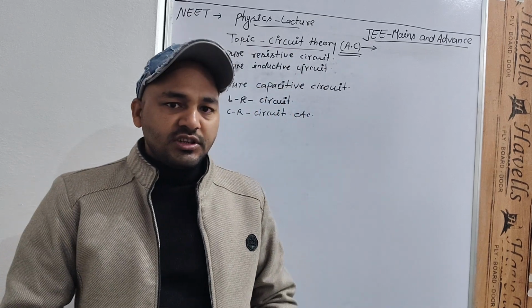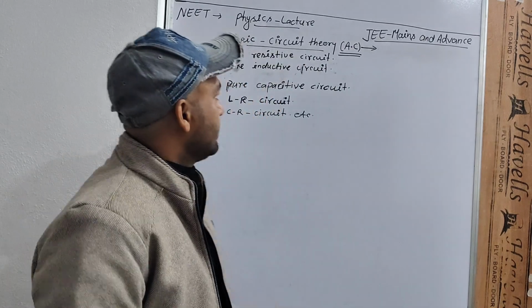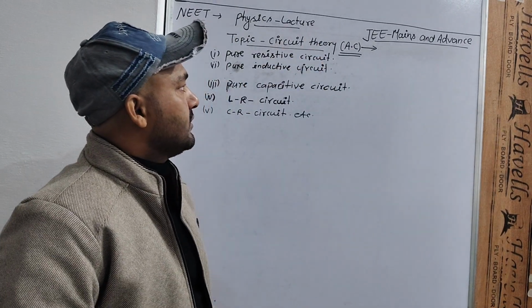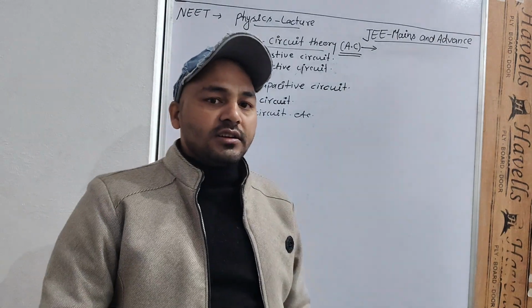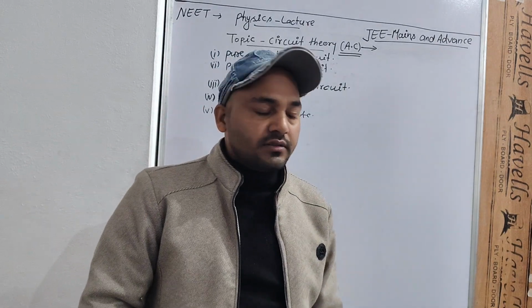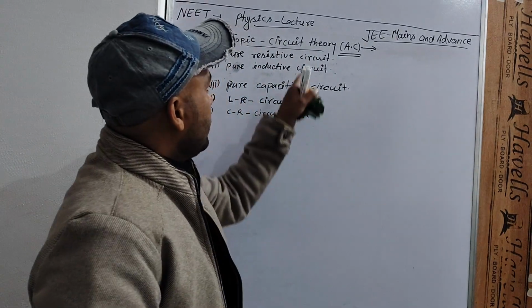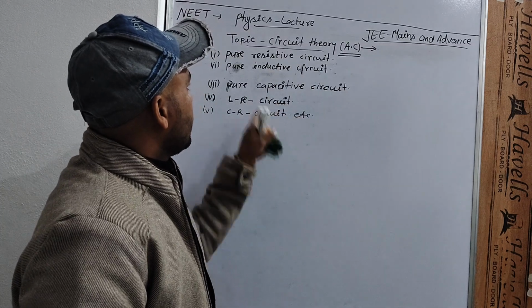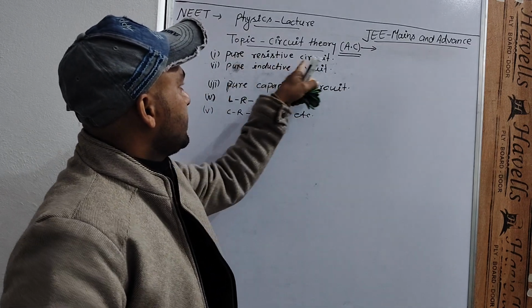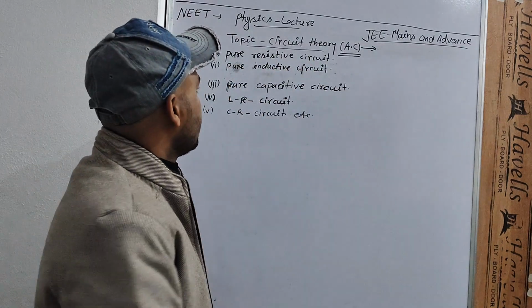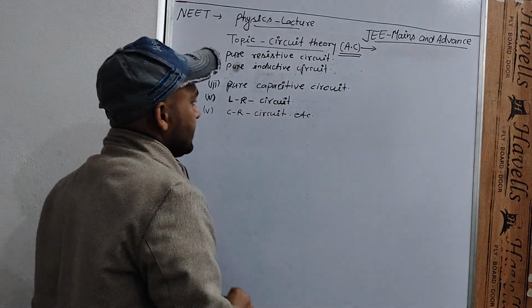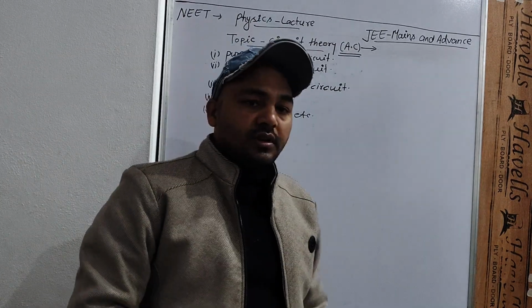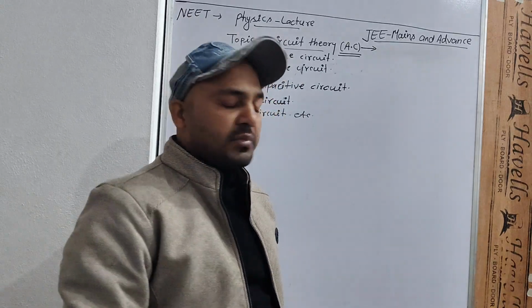Our today's physics lecture is based on circuit theory, which is the topic of chapter alternating current taken from class 12th. We have to study in this topic pure resistive circuit, pure inductive circuit, pure capacitive circuit, LR circuit, CR circuit. So let's start to study them one by one.